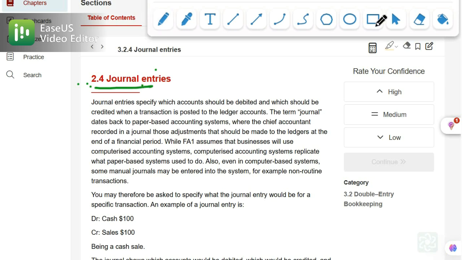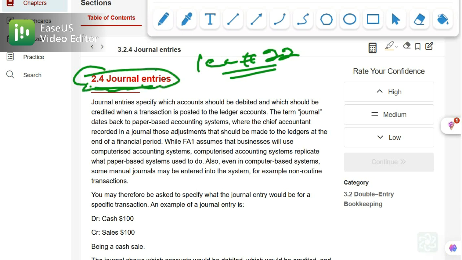Okay, this is lecture number 22, and today we'll discuss journal entries. A journal entry is just the way you tell the accounting system that this account goes to the debit and that account goes to the credit, which means that every transaction you record has two sides, the debit side and the credit side, and we have to understand these concepts in detail.